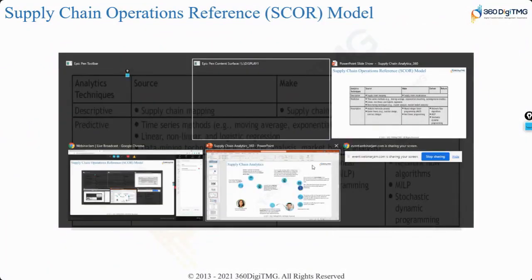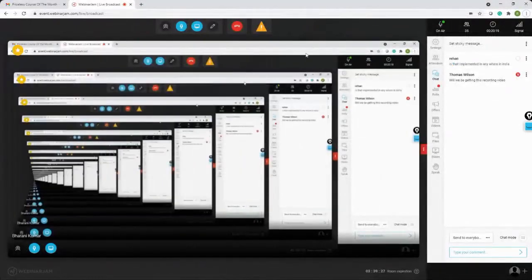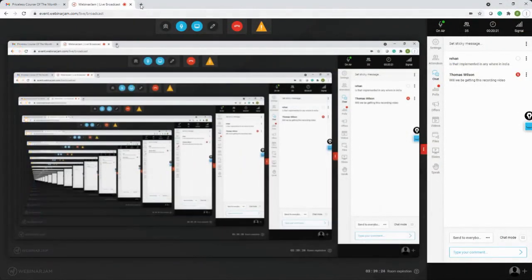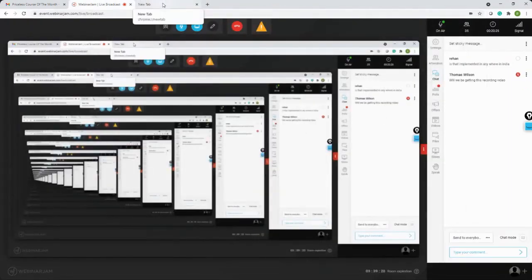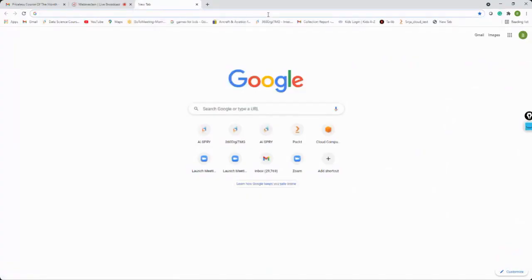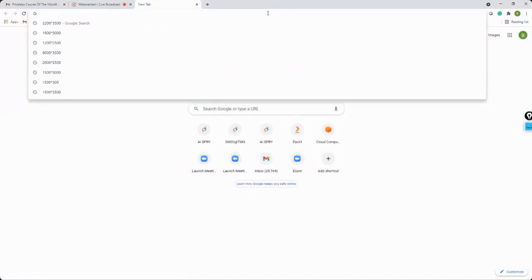Let me show you one example. Yeah, in India also it is implemented, my dear friend Rehan. If you're asking me whether it was implemented, yes, it's implemented.